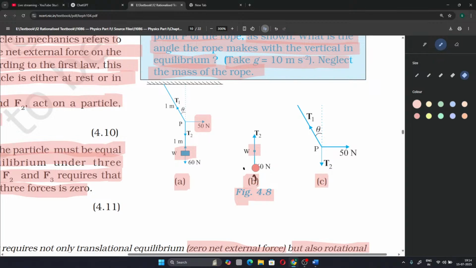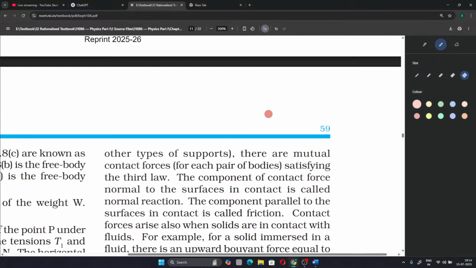The downward force due to gravity, 60 Newton, is equal and opposite to the tension above, which is T2. And in the second case, this tension T2 should be equal to the vector sum of tension T1 and the 50 Newton force, when we do the vector sum. Okay, let's see how to do that sum.